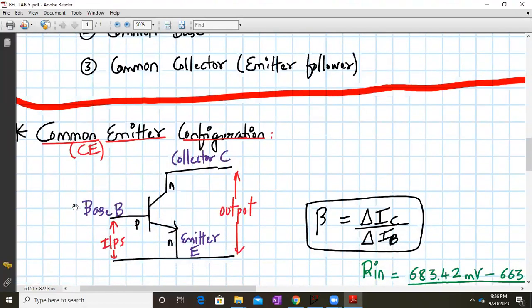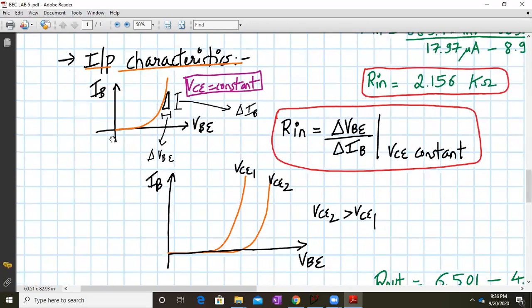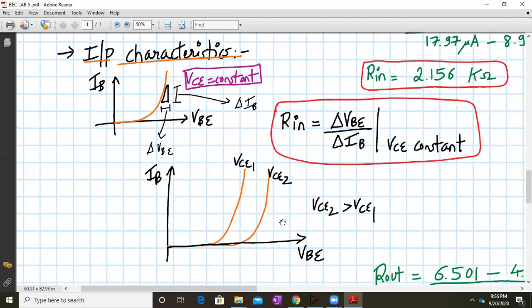In a common emitter configuration, we have the emitter terminal common between the base and the collector. The input is applied to the base and the emitter terminal, and the output is taken from the collector and emitter terminal. Here, if we plot the input characteristics, it will look something like this. It will be IB versus VB at a constant value of output voltage, that is VC. If you take two different values of VC, the curves will be separated by a very small value. So here VC2 will be slightly greater than VC1. So these are for different values of output voltage.